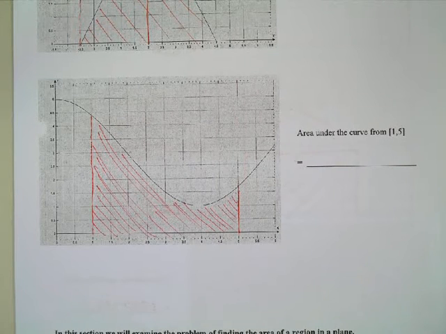Okay, so what is the area underneath this curve? 7. 7? How'd you get 7?